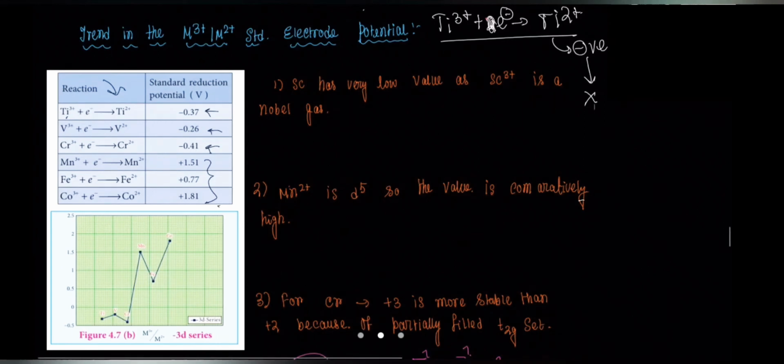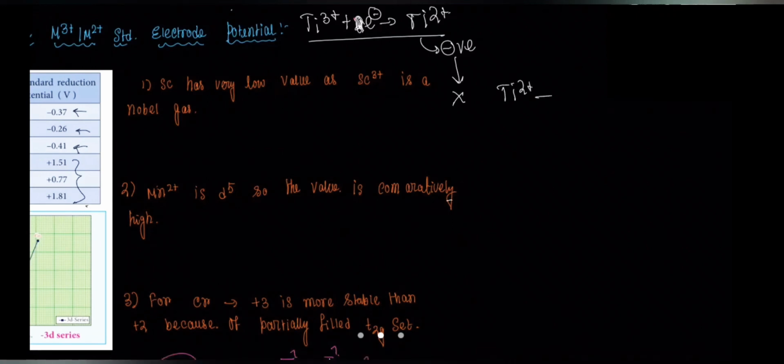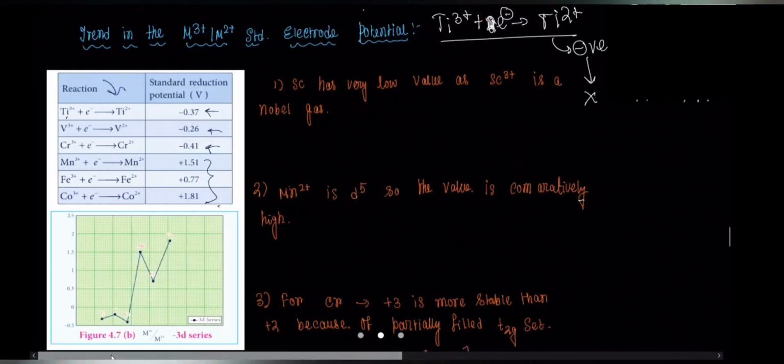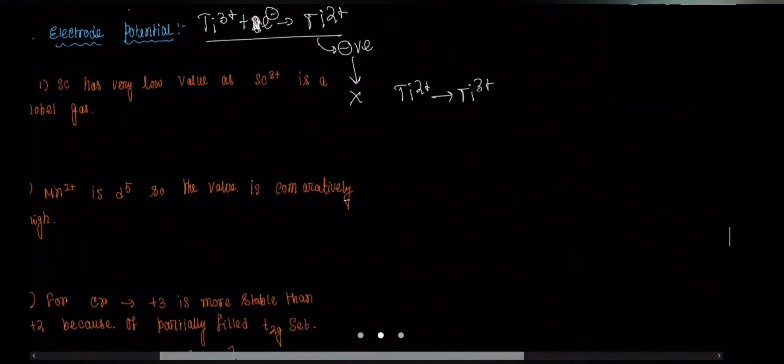So for them, what are we expecting? We're expecting the opposite reaction to happen in this case. Just the opposite reaction: titanium 2 plus going to titanium 3 plus plus an electron. We expect that to happen now, because that would have a positive sign. Similarly for vanadium, similarly for chromium. For vanadium and chromium as well, that's the same thing. So the opposite reaction would have the positive value.